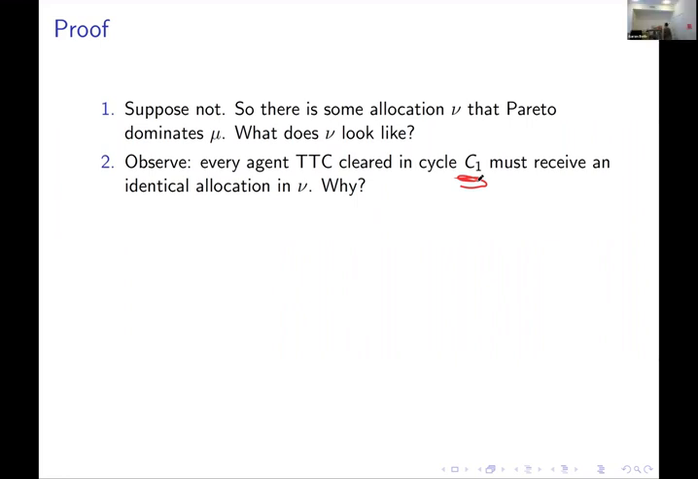Exactly. What was special about the people who were cleared at round 1? They were super happy with their allocation. They were by construction receiving their favorite good amongst all of the goods in the whole market, because at round one, everyone was pointing to their favorite good, and the people who were cleared at round one got it. And if I have some other allocation that Pareto dominates mu, that means that everybody has to be at least as well off. So everybody has to be getting either the same good or a good that is even more preferred. And people who got their favorite good in mu cannot get something that is even more preferred. There is nothing that's even more preferred. So they must be getting the same good.